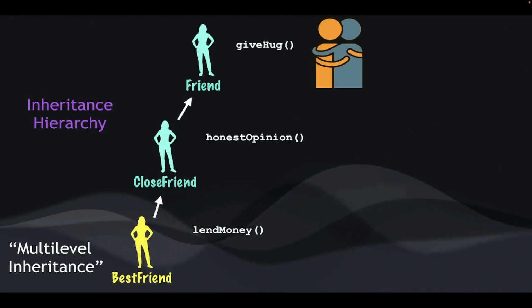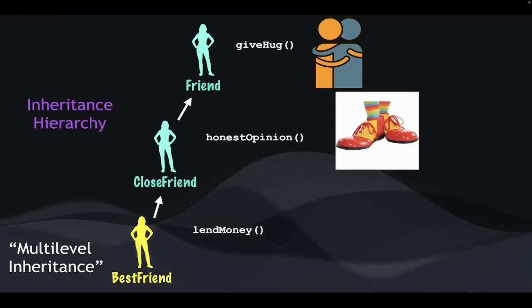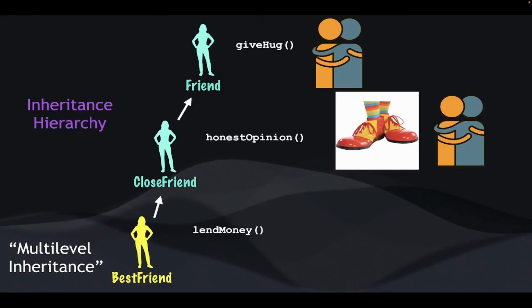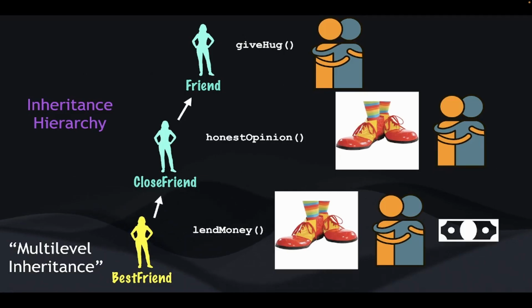So a friend can give us a hug. A close friend can be honest with us. If we ask them, do these shoes make my feet look big? They'll give us a true answer. But since a close friend is also a friend, they inherit the ability to give us a hug. That means, of course, that a best friend inherits the ability to be honest about our shoes and to give us a hug. All the way up the inheritance tree, we get to inherit all that stuff. And then a best friend adds on the ability to lend money.